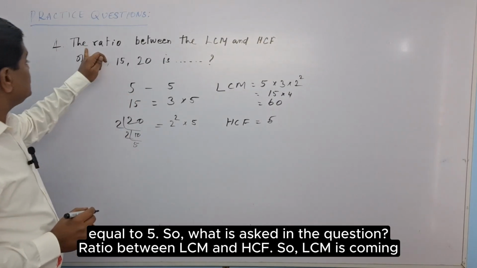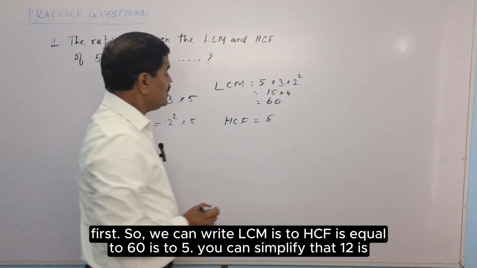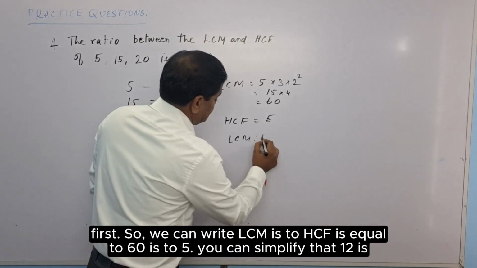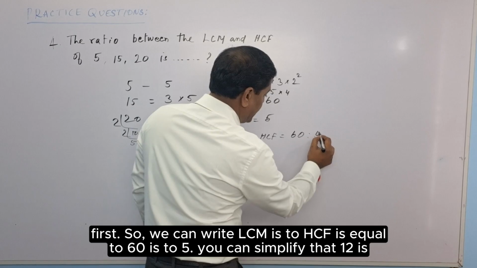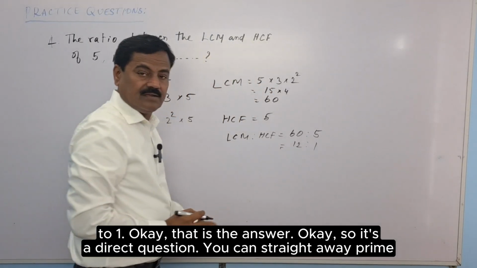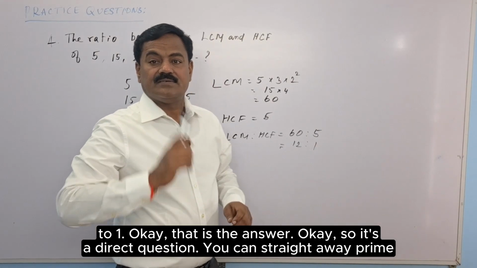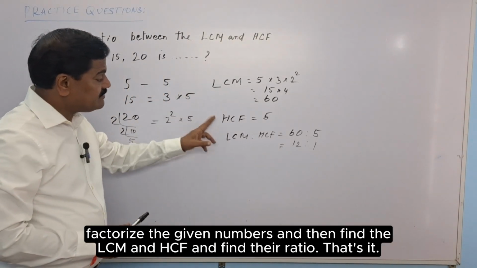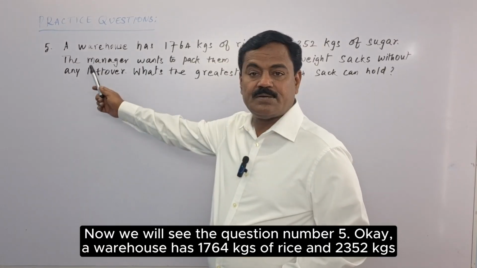So what is asked in the question? Ratio between LCM and HCF. So LCM is coming first. Okay, so we can write LCM is to HCF is equal to 60 is to 5. You can simplify that, 12 is to 1. Okay, that is the answer. Okay, so it's a direct question. You can straight away prime factorize the given numbers and then find the LCM and HCF and find their ratio. That's it.